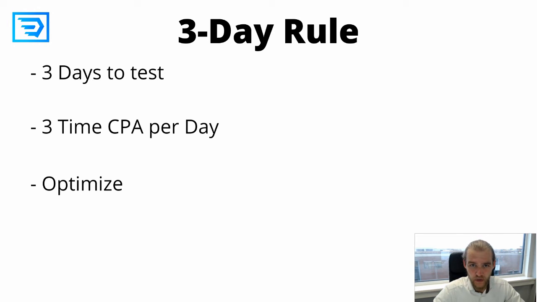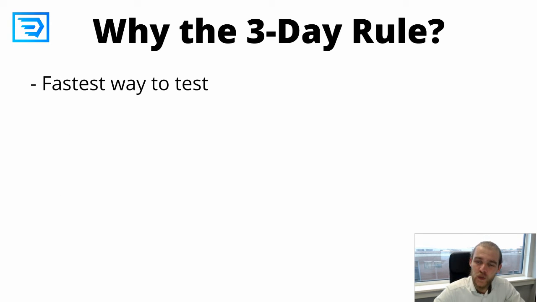And after that, you would optimize. And we'll get back to that a little later. But first, I want to dive a little deeper on those 3 days themselves instead of the optimizing later. So why do we use the 3-day rule? First of all, like I said, it's the fastest way to test. Because after those 3 days, you know whether a campaign or a placement is going to be successful or not. And based on that information, you can decide whether you want to continue and optimize on it, or whether you want to stop the campaign, take your losses, and try something else. So 3 days is a very fast way to test.